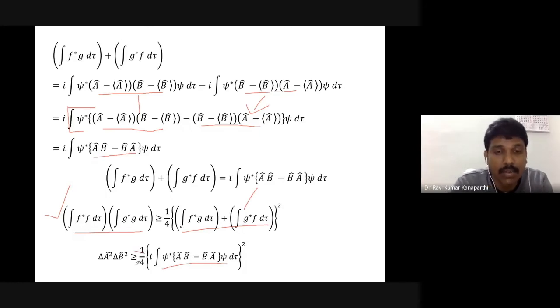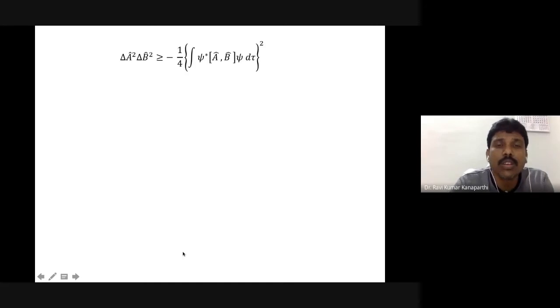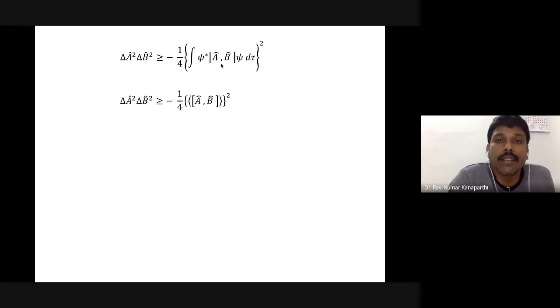There will be a negative sign, and then there is a square. The square let it be, but this minus 1 has come into the picture because i squared is minus 1. And then ψ*, this object AB minus BA, is nothing but the commutator of A and B, in shorthand notation the square bracket A comma B, times ψ dτ, whole squared, right?